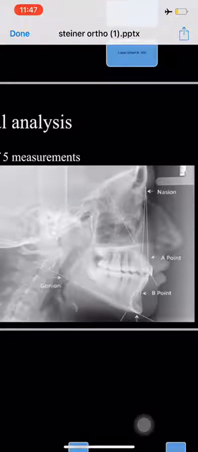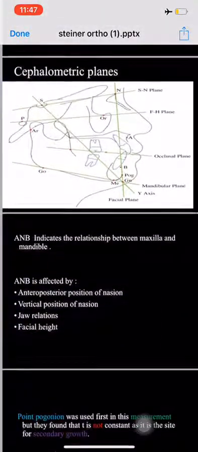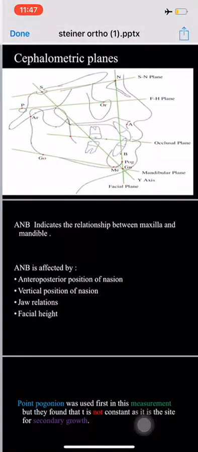Also the long axis of the central, which will cross SNA, and the long axis of the mandibular incisor across the mandibular plane, and we have interincisor angle and the others. All these measurements are very important during Steiner's method.